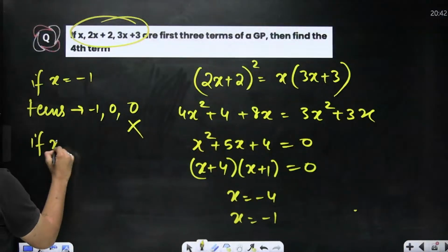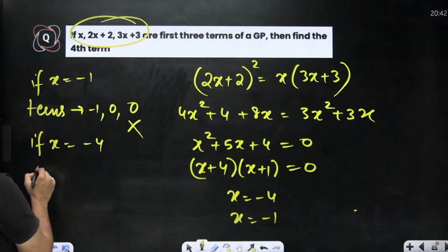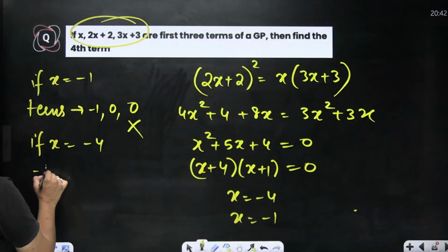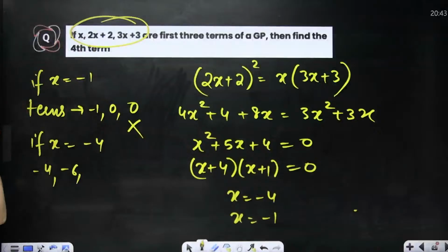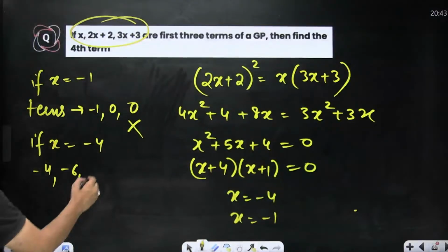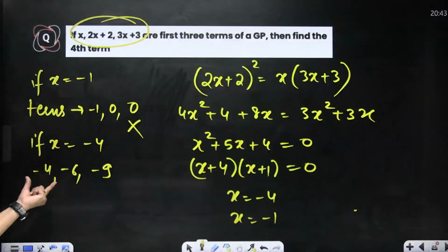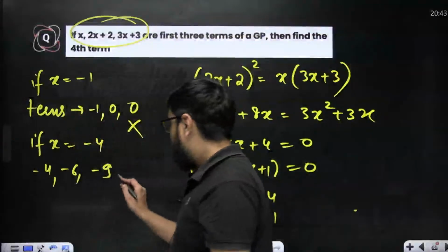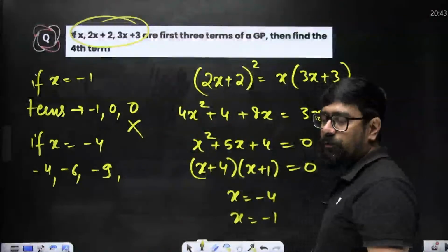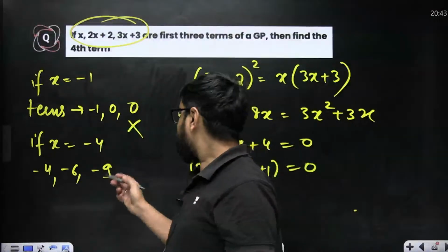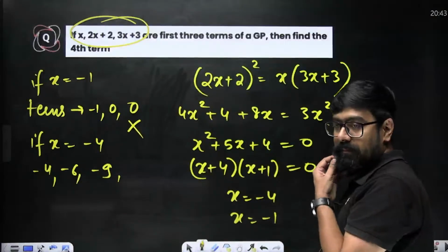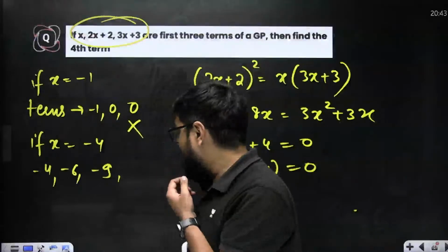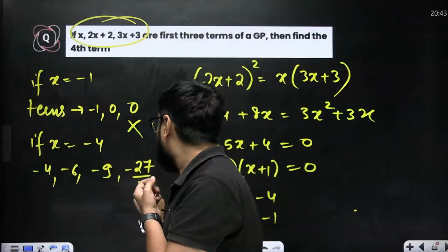If x is equal to minus 4, first term will be minus 4. Second term will be minus 8 plus 2, that means minus 6. Third term will be minus 12 plus 3, that means minus 9. And this is a GP. You can see minus 6 by minus 4 is 3 by 2, and minus 9 by minus 6 is also 3 by 2. So minus 9 into 3 by 2 you can directly do to find the fourth term. Minus 27 by 2 will be your fourth term.